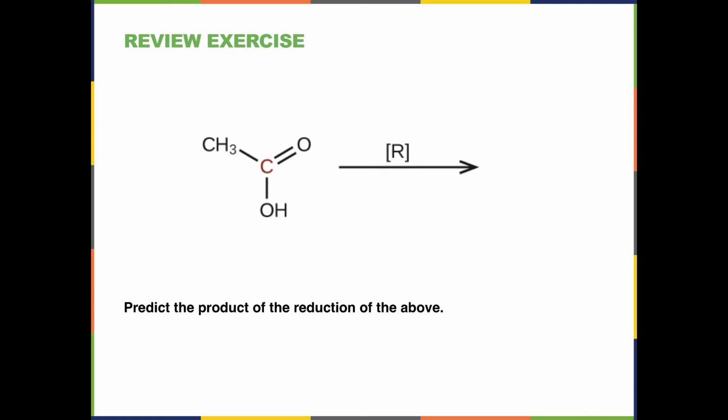The reduction product of this is acetic acid or ethanoic acid. You remove 1 and you end up with 2 carbons and a double bonded oxygen. And so it's going to be ethanal, or CH3CHO.